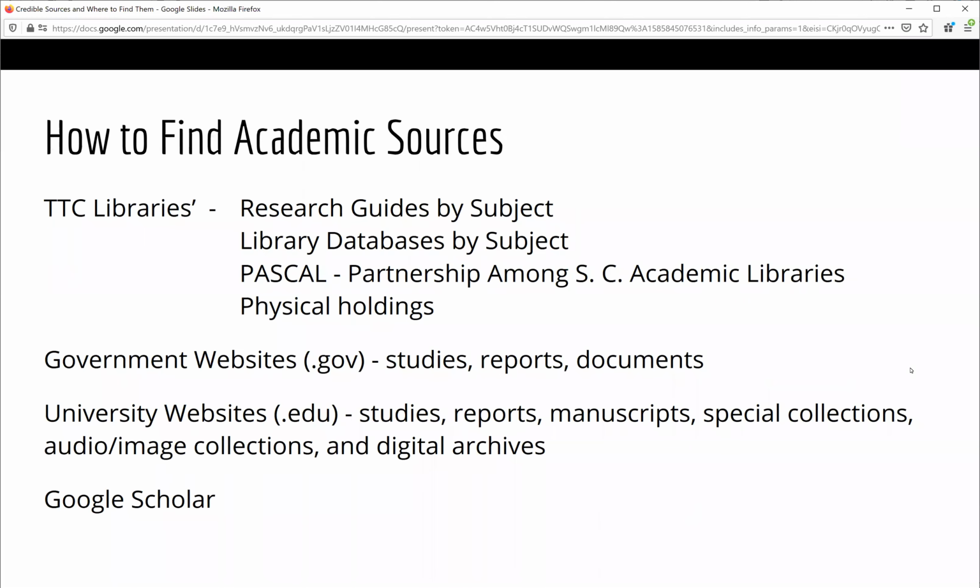So now that you know about all the different types of sources, how do you get started finding academic sources, the ones you need for your college assignments? The first place to visit is the Trident Technical College Library, in person or online. On the library homepage, you will find links to reserve guides by subject, library databases by subject, Pascal, an interlibrary loan service, and the physical holdings of the library.